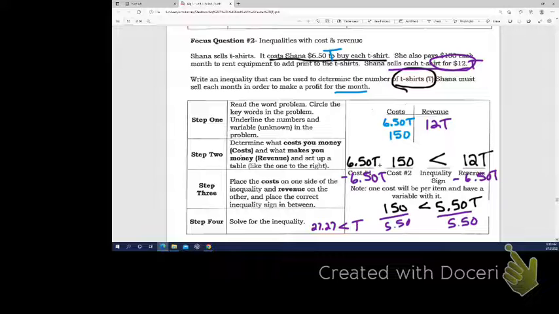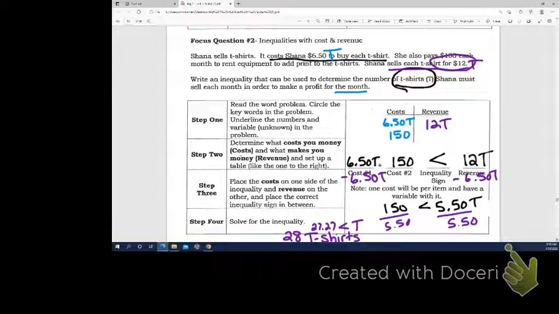Also, we need the number of t-shirts to be more than this number. So even though it's only 0.2, we still need to bump it up to 28 shirts. So they would have to sell 28 t-shirts to make a profit. If they only sold 27 t-shirts, they would still be losing a little bit of money.